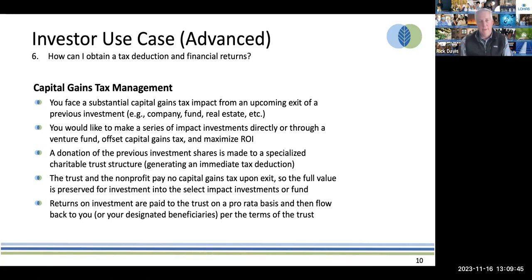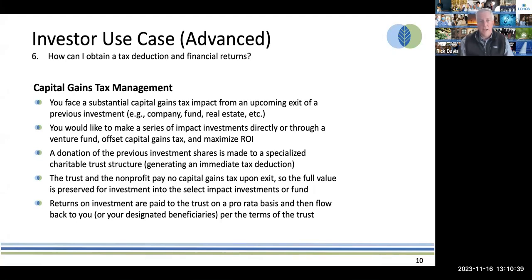This gets more complicated, but the scenario that we tend to focus on most heavily around this question is, let's say the best use case is where you have a capital gains tax issue, or more accurately, an upcoming capital gains tax issue. As I was saying earlier, you have an upcoming exit of a previous investment, could be from a company or a fund or a real estate deal, but it is on the horizon, and you recognize, wow, it's great news, but it's also bad tax news. You also at the same time have one or more impact investments, either directly or through a fund, that you would like to be making. And you'd like to, of course, offset those capital gains and maximize your own ROI.